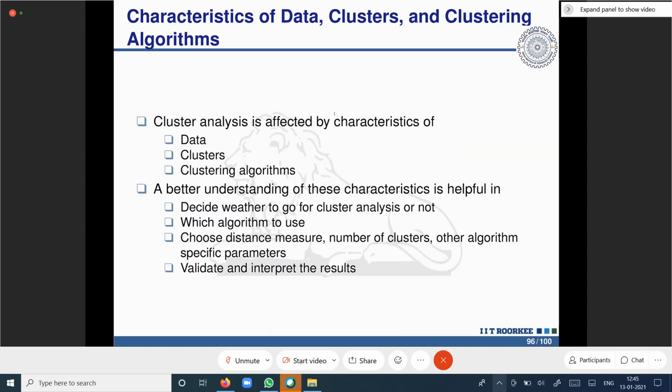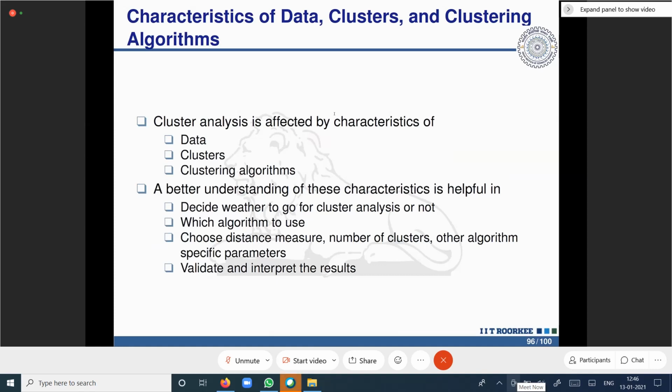Okay, now the final comments: characteristics of data, clusters, and clustering algorithms. Whenever you are planning to apply any clustering algorithm on any data, we need to take into consideration the characteristics of all of these. Once we know what they are, we can decide whether to go for cluster analysis or not, and which algorithm to use. I think this presentation today tried to answer these things. If the data has clusters, then we should go for it. And which algorithm to use depends on what type of clusters there could be.